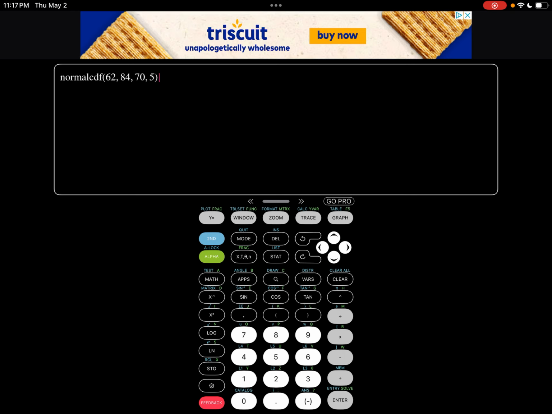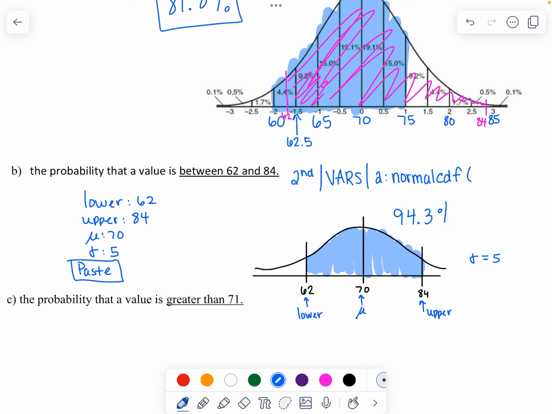And then when you click enter from that other menu on paste, it should paste this onto your home screen, and then you have to hit enter to calculate it. So you basically have to hit enter twice, once on paste and then once on the home screen. And then they asked us to round everything to the nearest 1/10 of a percent. So I'm just going to multiply this by 100 and we get 94.3%. So now I know the percent of scores that fall between a 62 and an 84 on the same distribution of values that we looked at in part A. I can calculate this without actually having the curve in front of me.